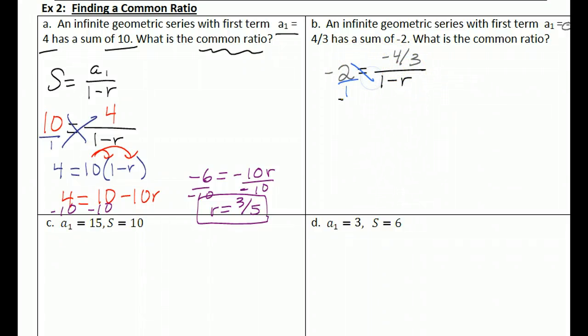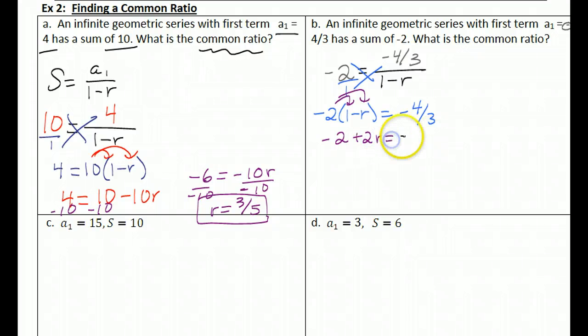I am going to cross multiply. Negative 2 times 1 minus R equals 1 times negative 4/3, which is negative 4/3. And even though there's a fraction in there, we still solve it the same way I did before. So distribute the negative 2 and then solve. So add 2 to both sides.